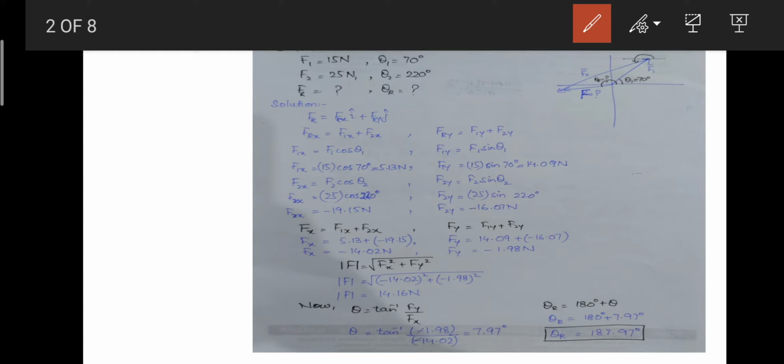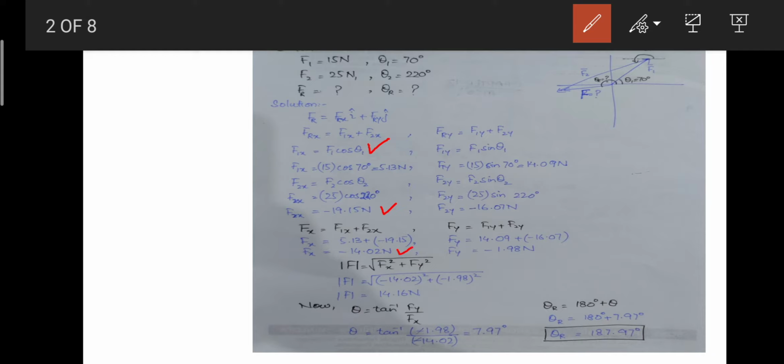Firstly we will calculate F1x, which has the formula F1 cos theta 1, and putting in the values of F1 and theta 1, this is going to be 5.13 Newton. Now talking about F2x, putting in the values of F2 and theta 2, we get minus 19.15 Newton. Lastly, we calculate Frx, which is F1x plus F2x. This sums out to be minus 14.02 Newton.